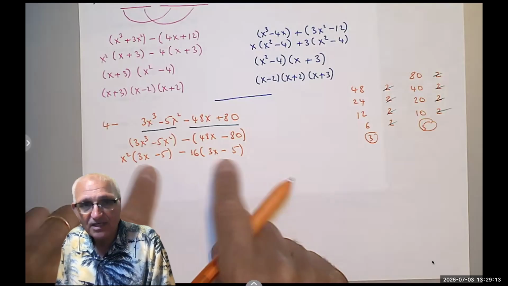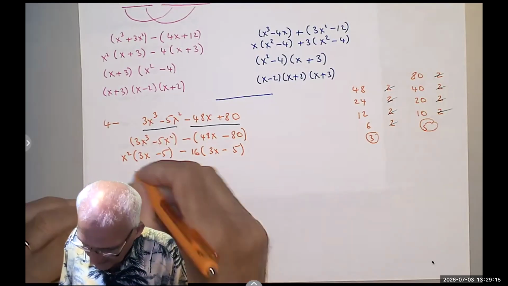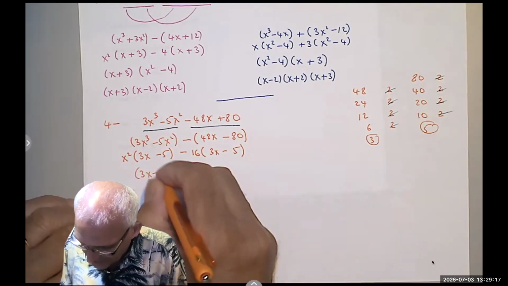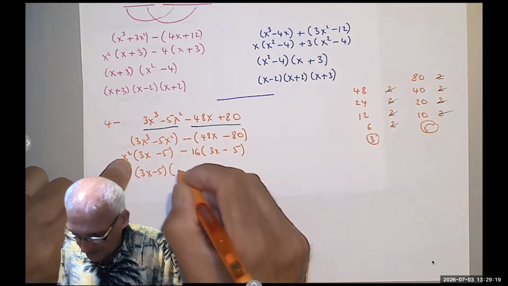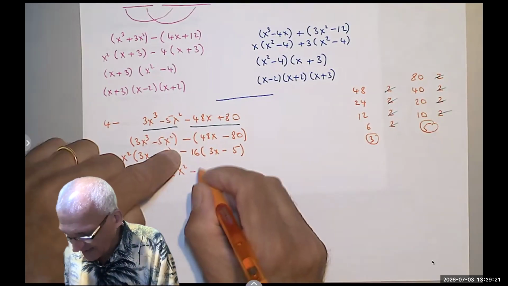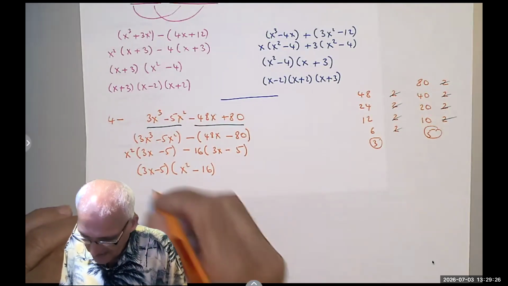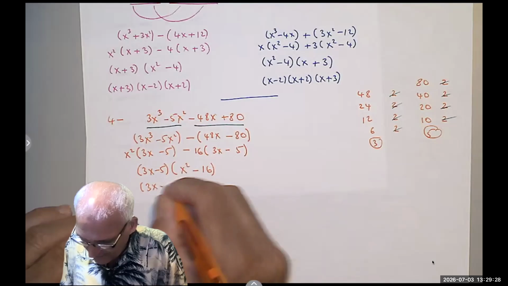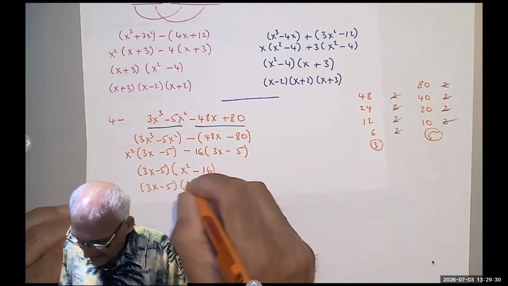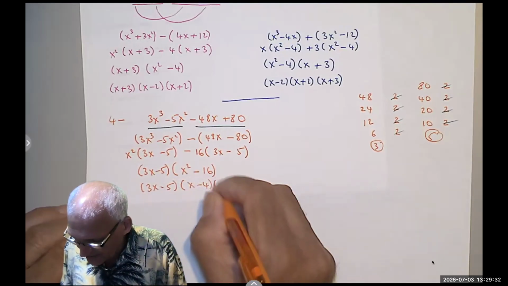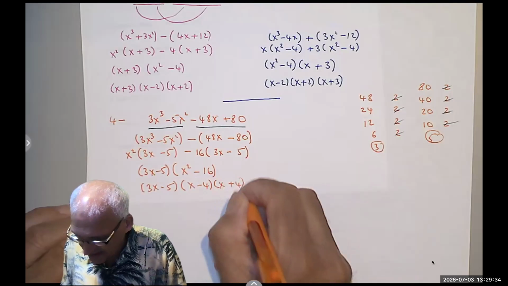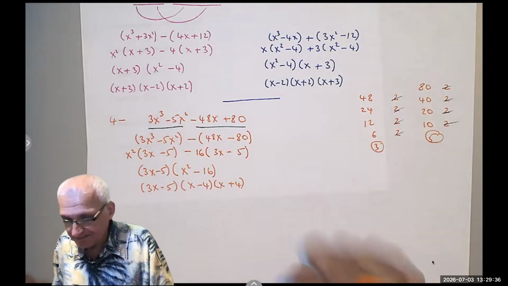Again, I have 3x minus 5, 3x minus 5. So I factor this out, and that leaves me here with x squared and here with negative 16. For the second time, it's a difference of 2 squares. So I'll factor it again as x minus 4 times x plus 4, and that's factored completely.